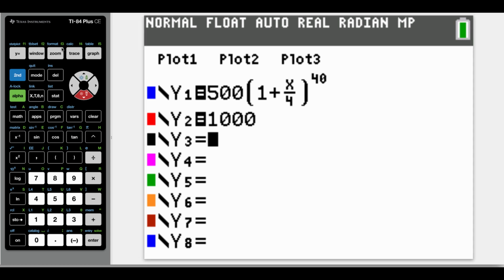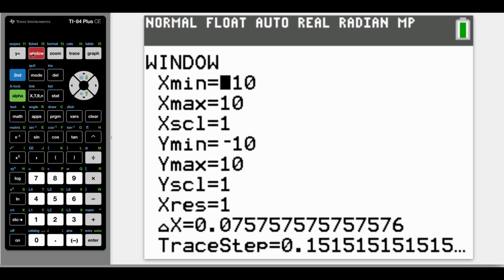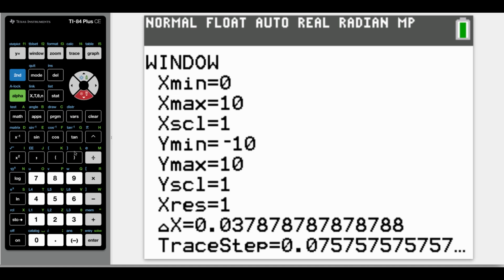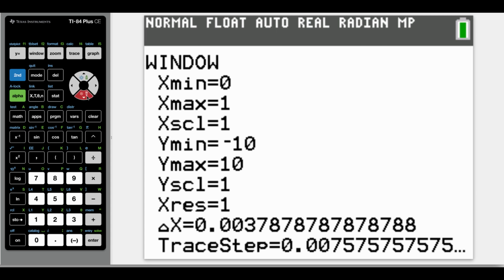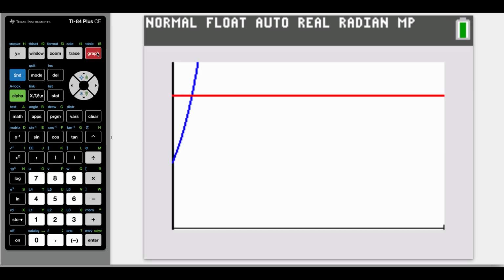Now I'm going to have to adjust my window, so I'll hit my window button. Our x value that we're trying to find is an interest rate, and typically interest rates are little small decimal values. So I'm going to make my x min start at 0, and my x max just go up to 1, since we're dealing with a small decimal value. For my y max, I typed in an equation that goes up to 1,000, so I need to go above 1,000, so maybe 1,250. Now when I hit graph, we'll get a picture that looks something like this.